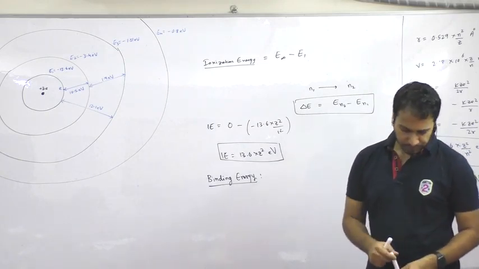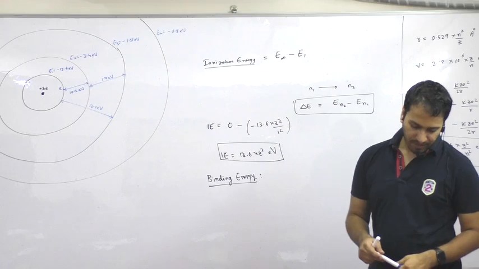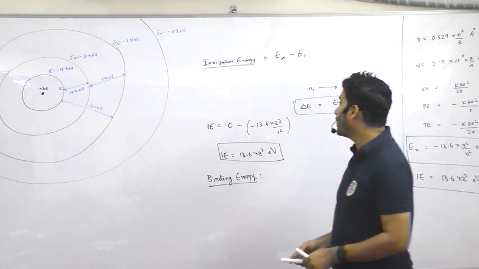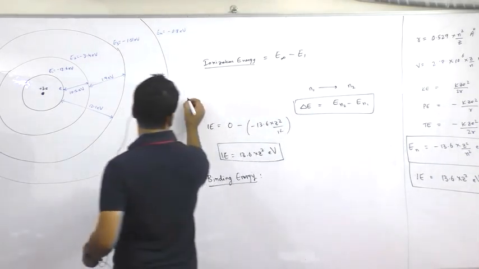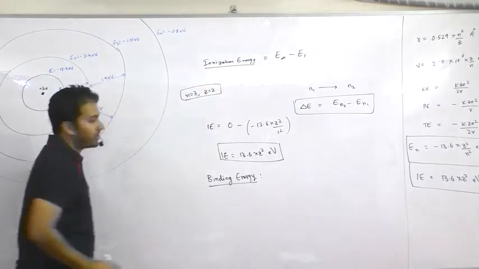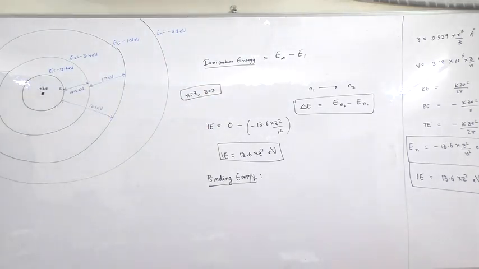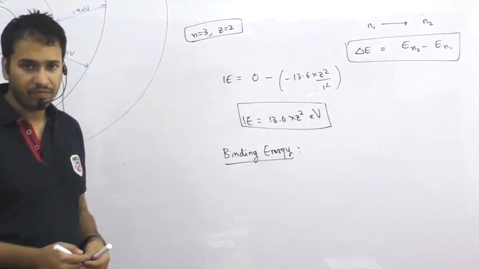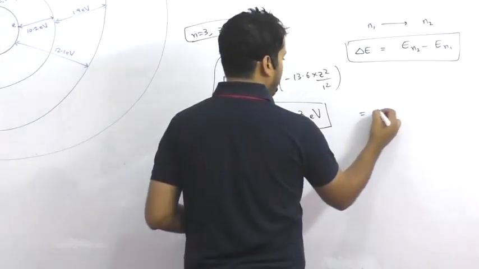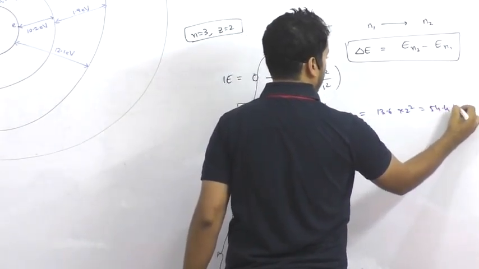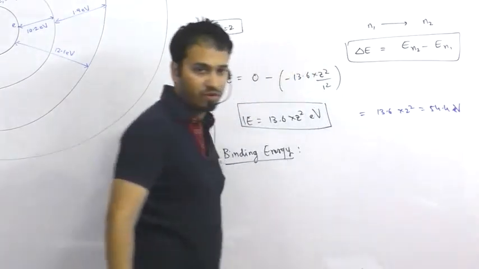So please solve the next two parts of question 3. Calculate the ionization energy and the binding energy of an electron which is in the third orbit of helium plus. Electron is in third orbit of helium plus. For this electron, please calculate the binding energy and the ionization energy. Right. How much did you calculate the ionization energy as? Yes. Ionization energy will come to 54.4 electron volts.